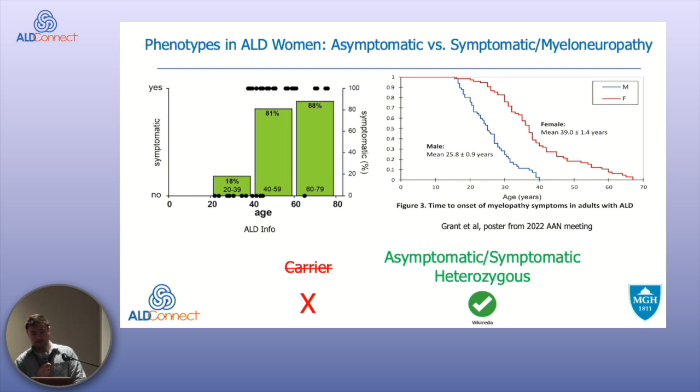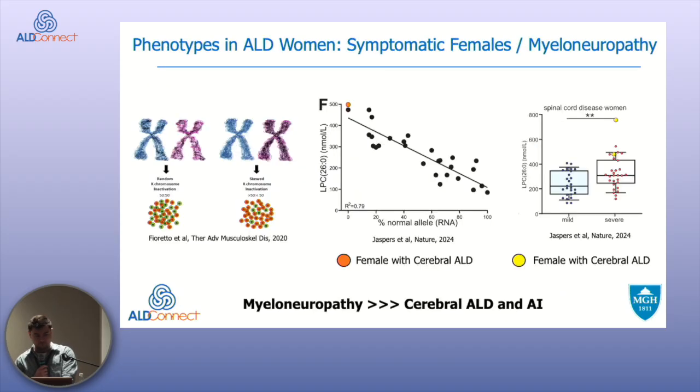But women get myeloneuropathy the vast majority of the time, very rarely cerebral ALD and AI. And you can see in this picture right here that with time, the majority of women absolutely do become symptomatic. Like in the 60s to 70s, 88% of women will have myeloneuropathy symptoms. But because of the difference in the sex chromosomes, their onset is later, which you can see in this picture here.